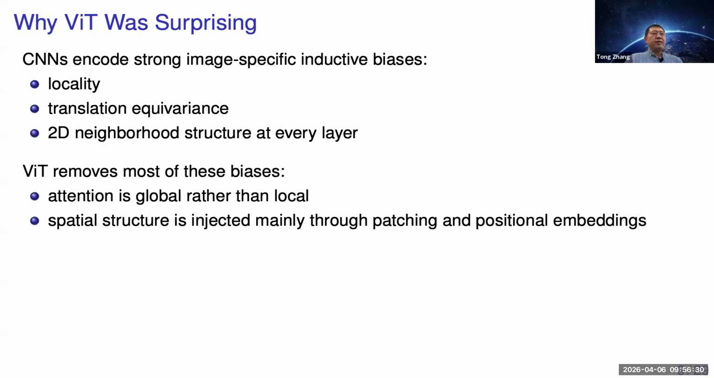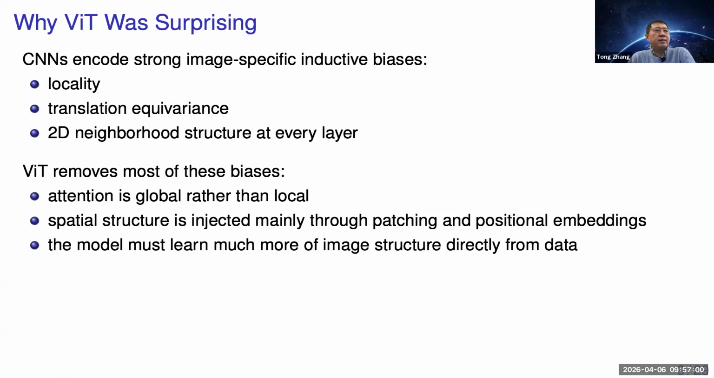Spatial structure is injected through patching and position encoding, right? Patching, of course, itself is local, so it does have some locality. But position embedding is the thing which gets you the global position structure. So essentially, that's all, right? That's very minimal. You just say different patches, you give a number, that's all. The model must learn much more about image structure directly from data than CNN, because there's no such prior, right? Therefore you need more data.